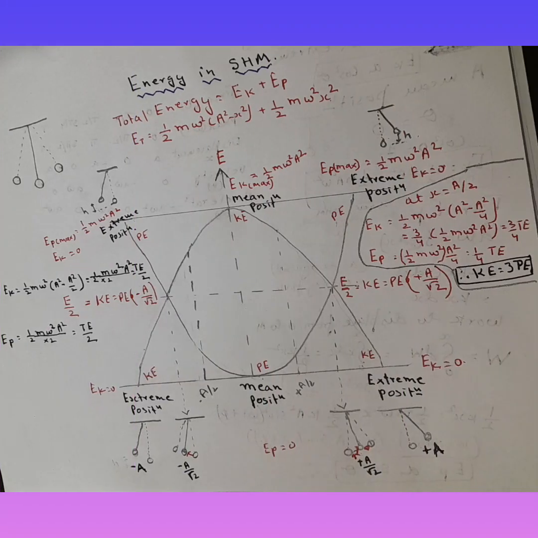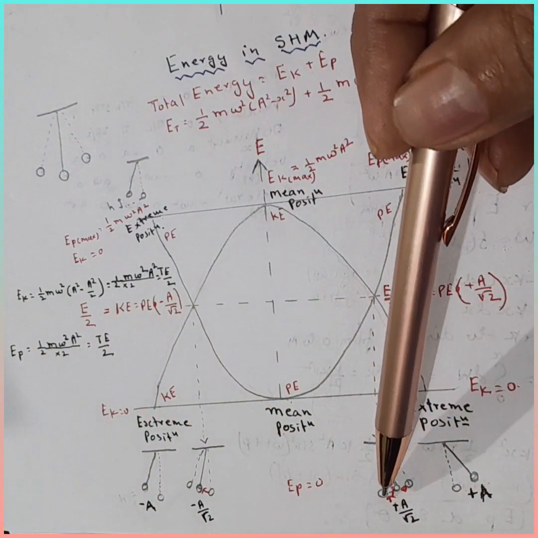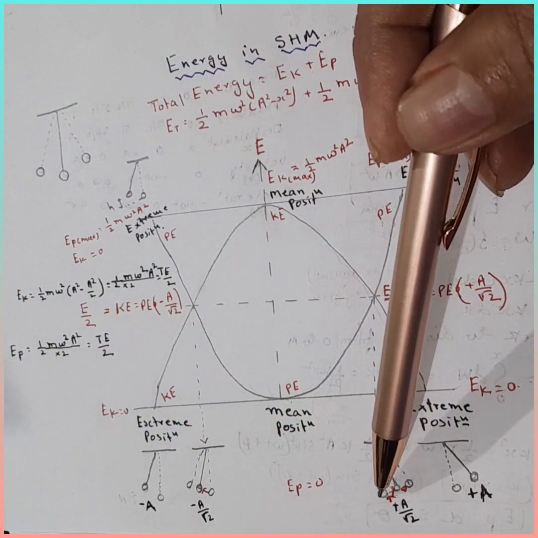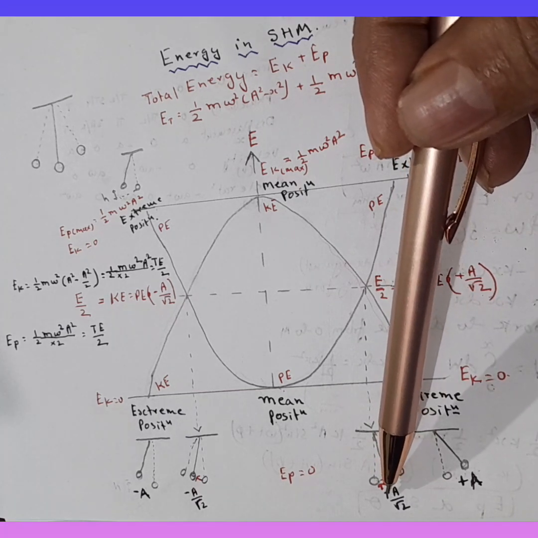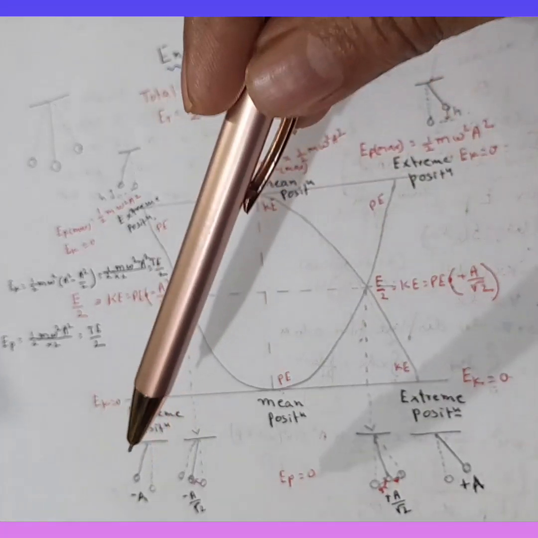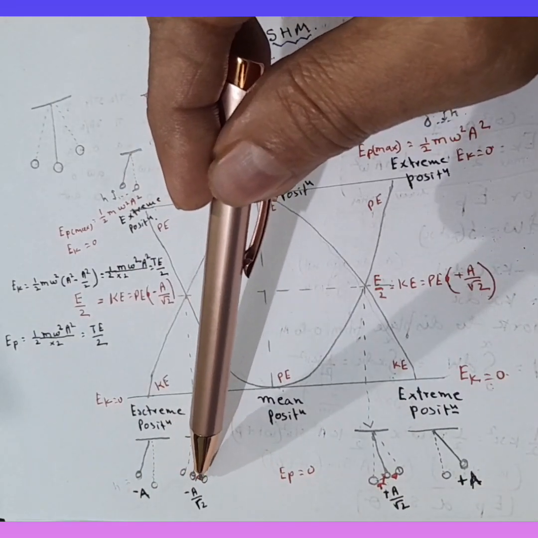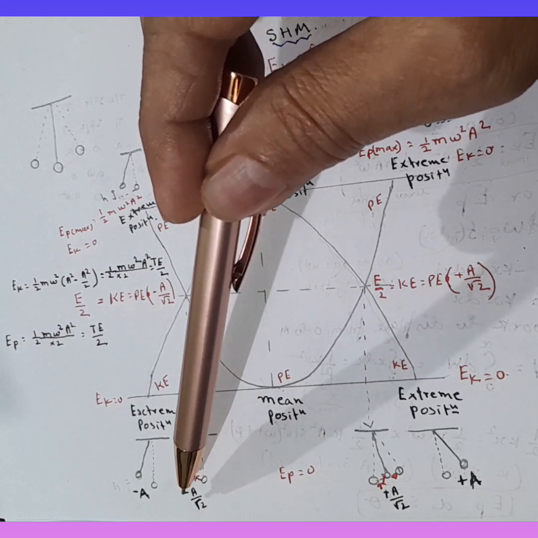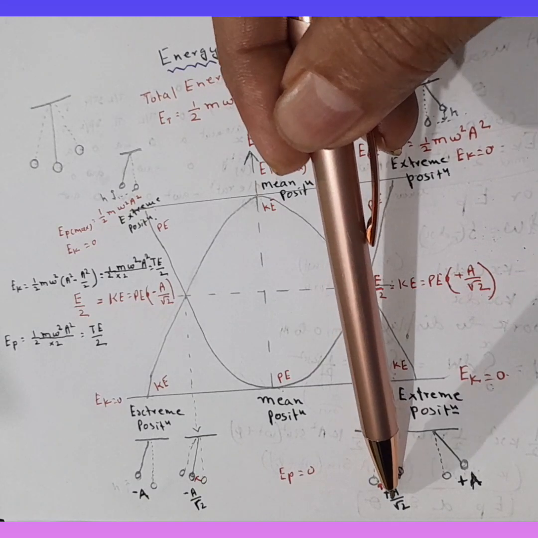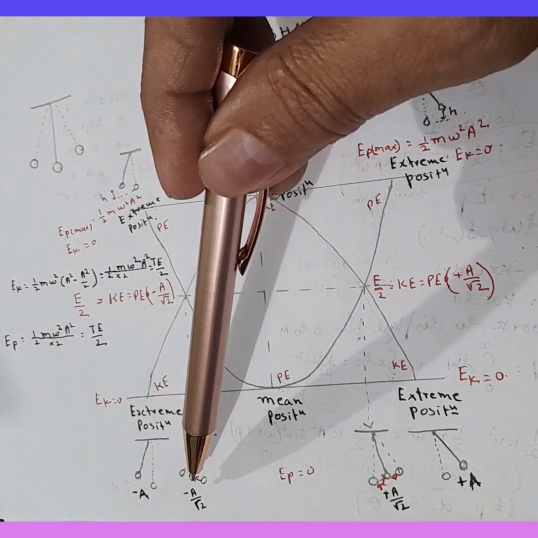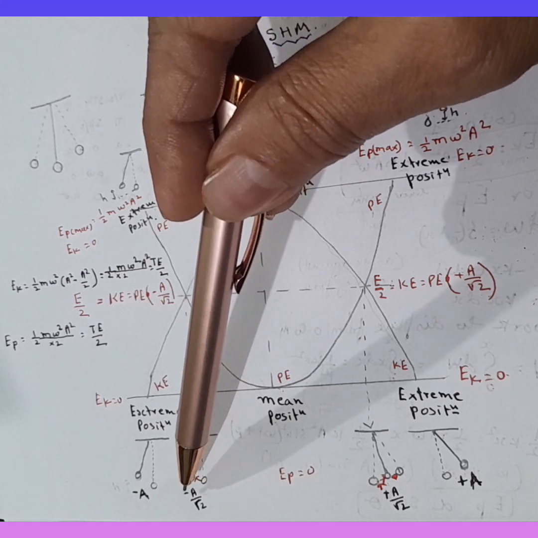Hi guys, let's understand the mystery at this point. If we assume this to be the mean position and this to be the extreme position, it has to cross via a by root 2. Here x is plus a by root 2. Similarly, when it is moving towards the negative direction, x is minus a by root 2. So the distance from the mean position is plus a by root 2 on one side, and minus a by root 2 on the other.